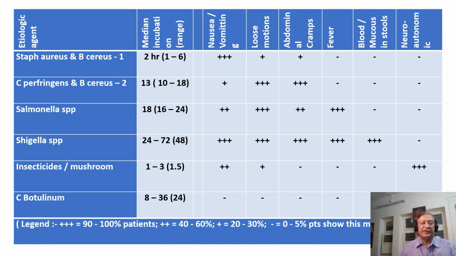Nearly every patient would have nausea and vomiting, at least 90%. Few of them would have loose motions and abdominal cramps, and generally fever, blood and mucus in the stools, or neuromuscular, neuroautonomic symptoms are missing.